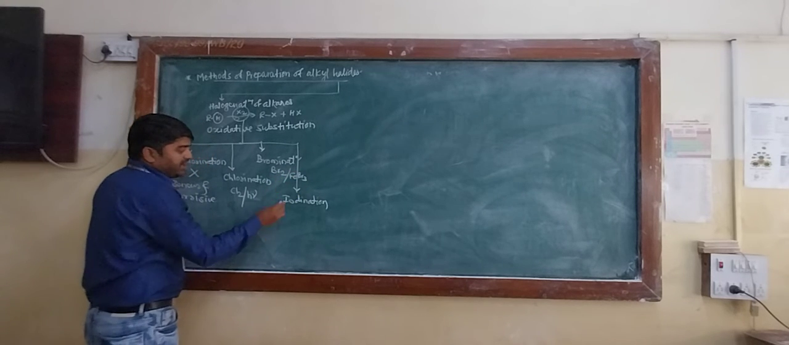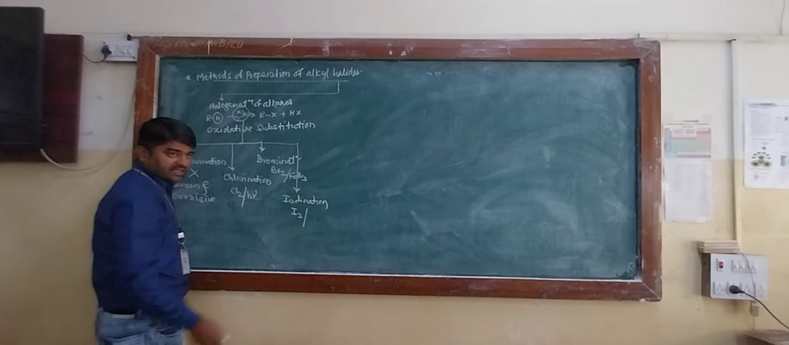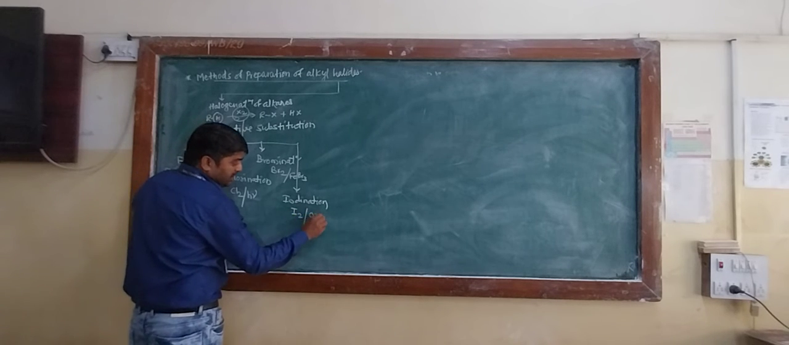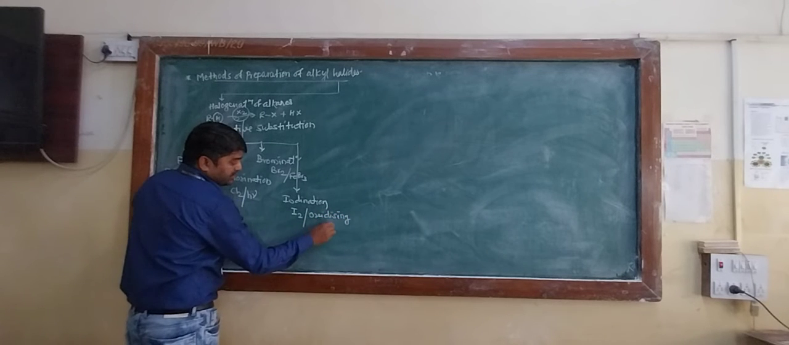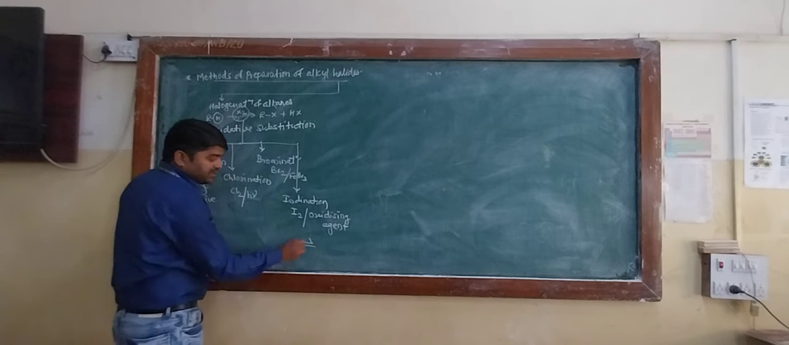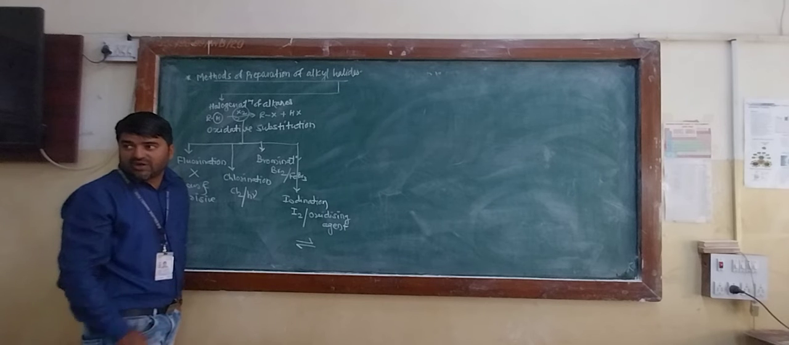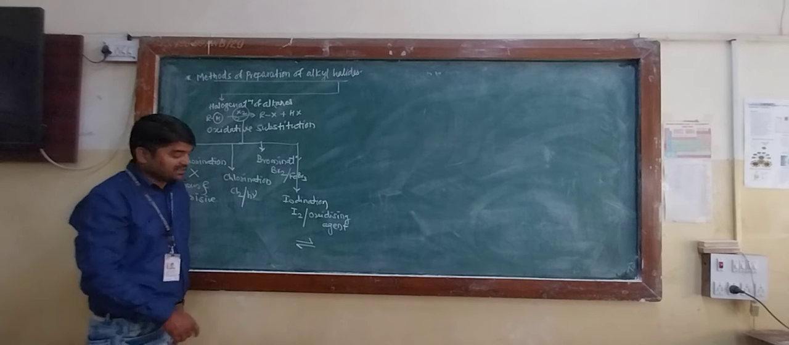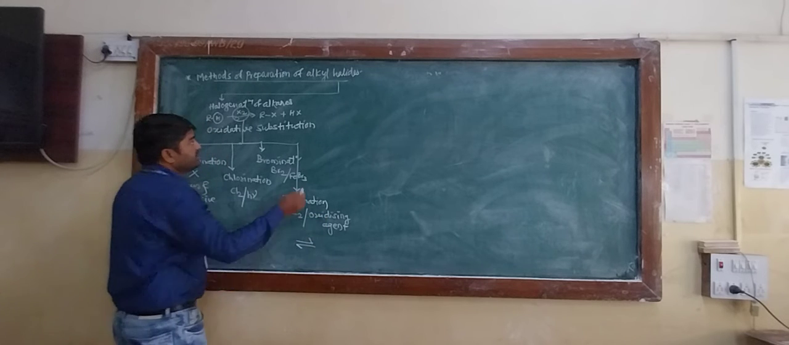Then for bromination, the reagent is Br2 in presence of FeBr3. And in iodination, the reagent is I2 plus an oxidizing agent, because the reaction is reversible. You get the byproduct HI, hydrogen iodide, which is a strong reducing agent, which reverts the reaction. To stop the backward reaction, an oxidizing agent is used.